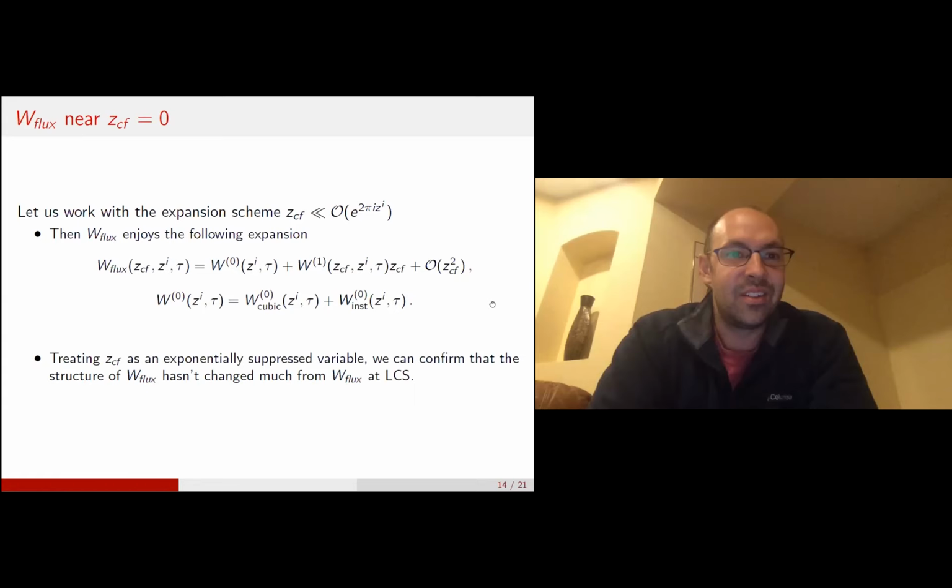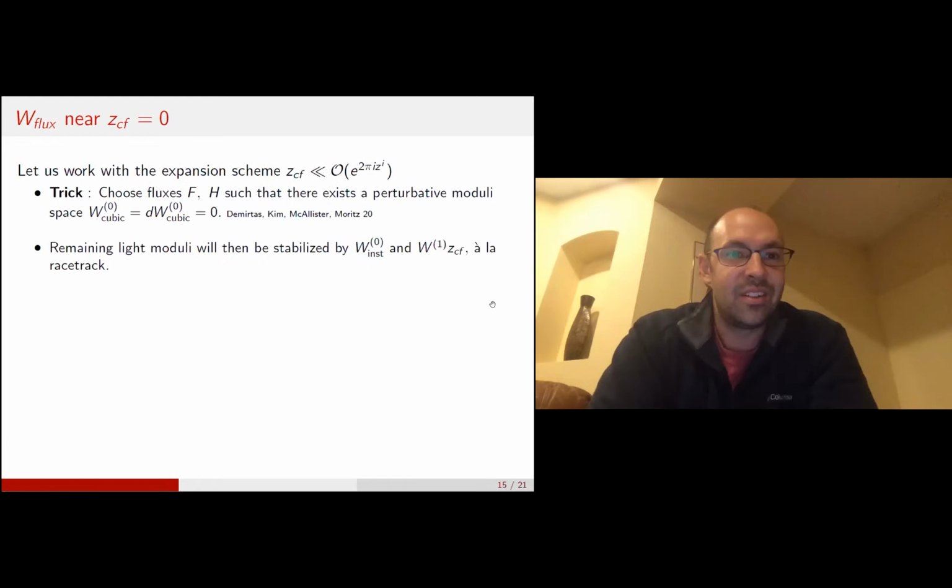So we have retained most of the good structures of the LCS flux superpotential, and the guess is that we might be able to use the same trickery that we used for the LCS case to find small W0. And that is true. So the way that I'm going to do it is to choose fluxes f and h such that there exists, again, a perturbative moduli space in which the double cubic, at zeroth order in the conifold modulus, is vanishing.